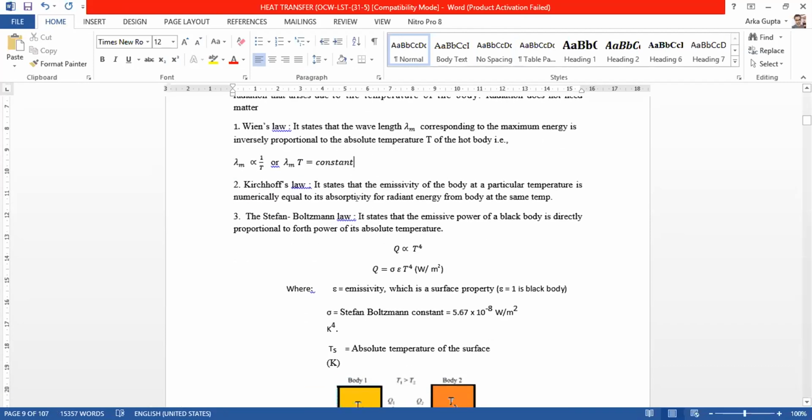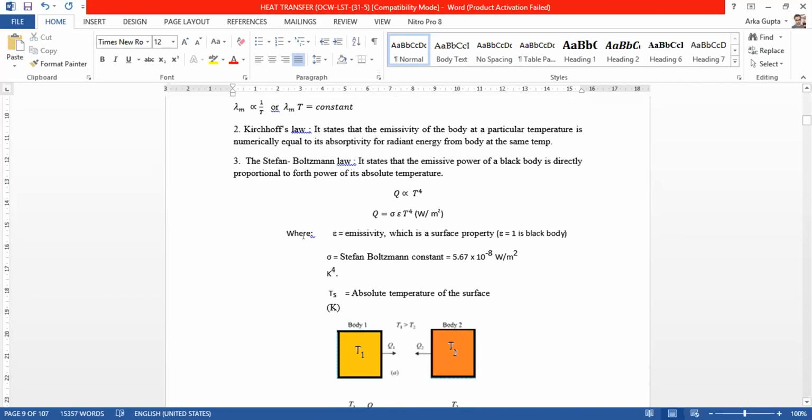Now, Kirchhoff's law. It states that the emissivity of a body at a particular temperature is numerically equal to its absorptivity for radiant energy from a body at the same temperature. So emissivity is equal to absorptivity for radiant energy from a body at the same temperature. This is Kirchhoff's law.